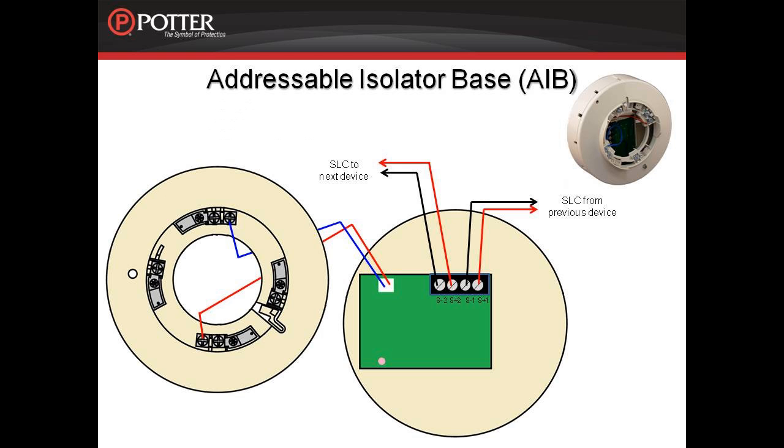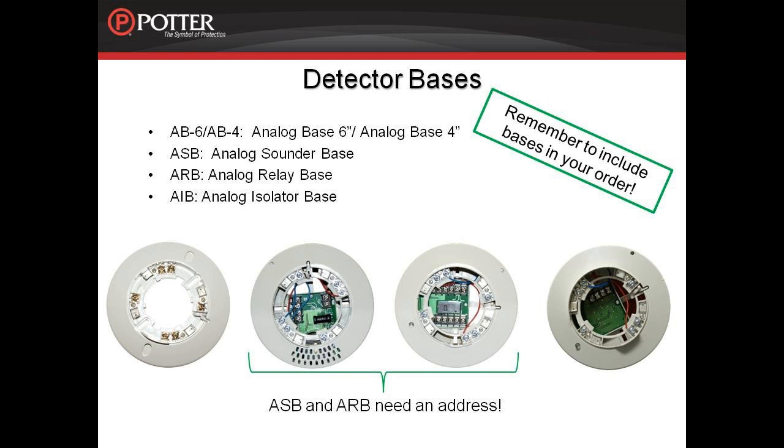When wiring an isolator base, there are 4 terminals for the incoming SLC and the outgoing SLC. As with the other special detector bases, the blue and red cable is included with this base. That covers all the detector bases that the different sensors can be connected to. Remember that the detectors do not come with a base, so be sure to include them on your parts list.